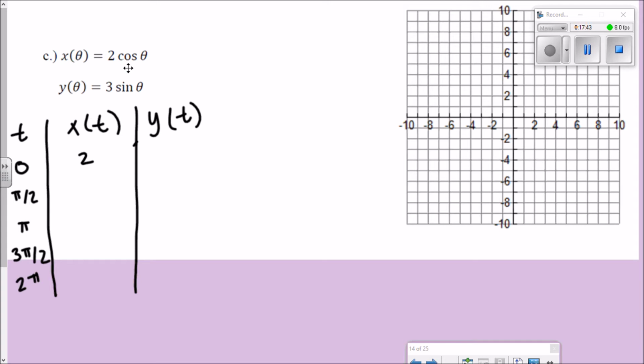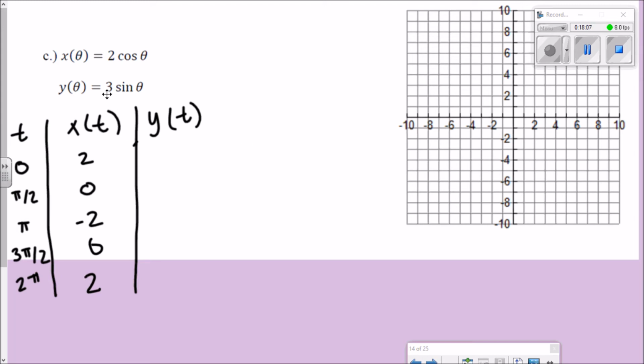Pi over 2 makes cosine 0, so this will be 0. Plug in pi: 2 times cosine of pi. Cosine of pi is negative 1, so this becomes negative 2. 3 pi over 2, plug that in: cosine of 3 pi over 2 times 2. What is this? 0. 2 pi should be the same as 0. All right, now let's do the y value.